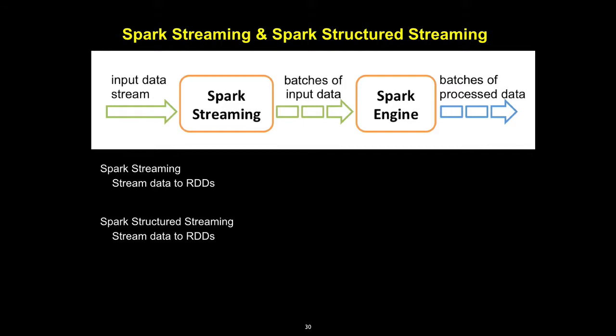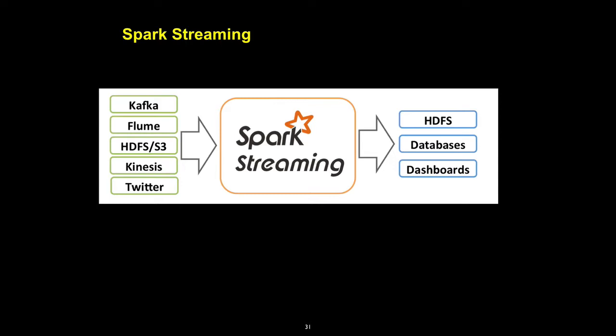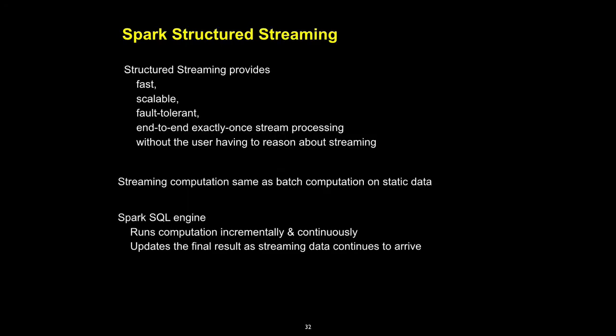RDDs, data sets and data frames are slightly different. For Spark streaming, there's a number of different types of inputs you can use. Kafka is one. When we go to Spark structured streaming, it only supports three types of inputs. One is from a socket, and that's just for testing, right? The other one is Kafka, and the third one is file.